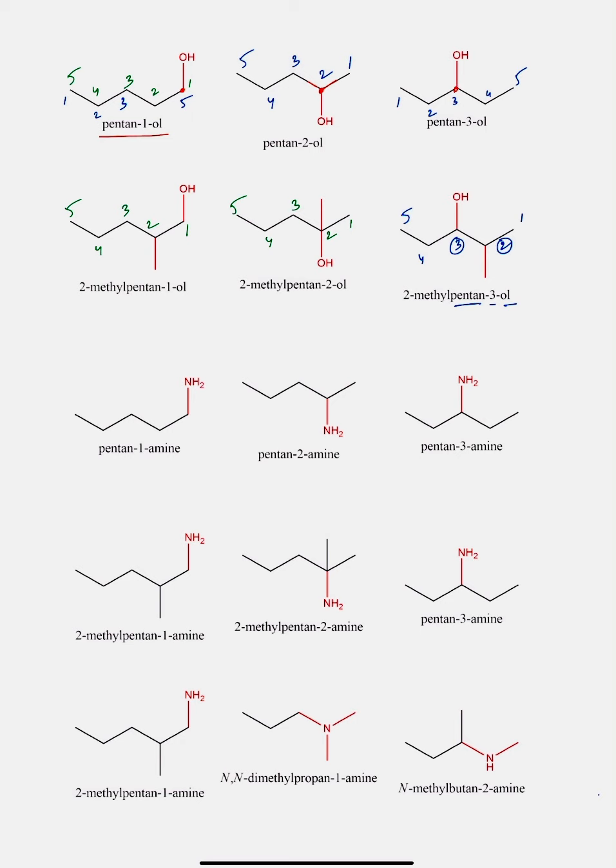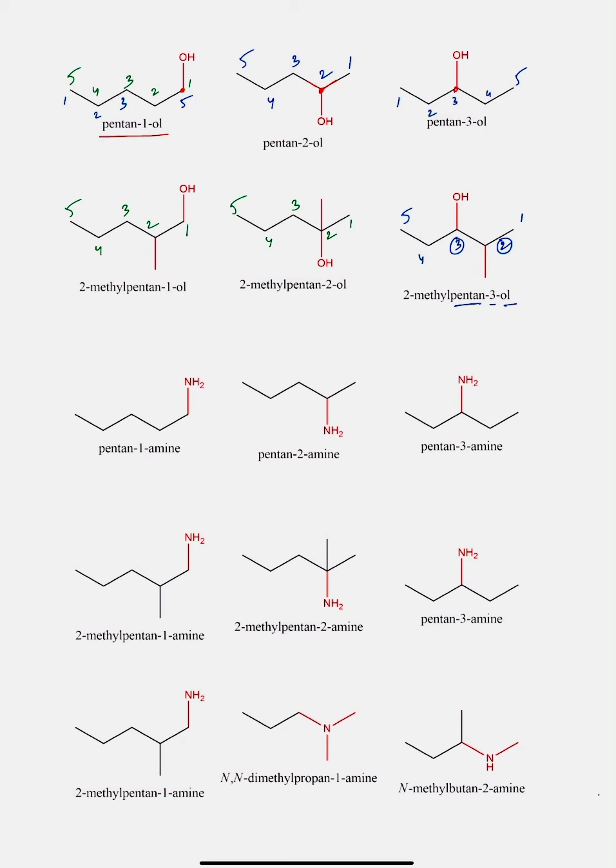Now the question is, what kind of alcohol is the first compound? Is it primary, secondary, or tertiary? I think it's primary because OH is attached to a primary carbon. This one is tertiary because OH is attached to a tertiary carbon. A tertiary carbon is a carbon which is attached to 3 other carbons. What about this? This must be a secondary alcohol because this carbon is secondary and OH is attached to a secondary carbon. Fine.